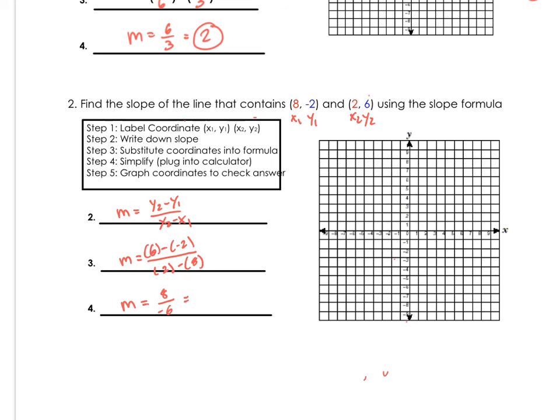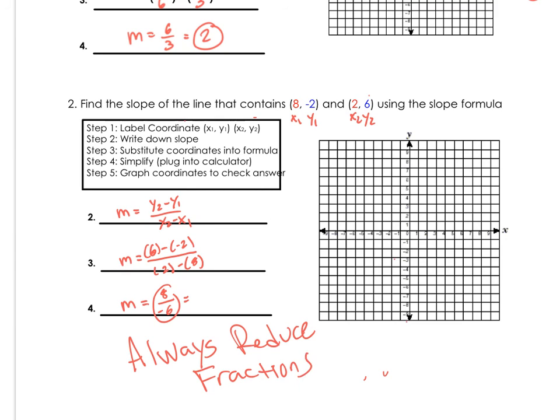Because we're good math students, we always reduce. And I want you to put this nice and big. We always reduce fractions. Always. And what we get here is 8 over -6, which reduces to 4 over -3 for our slope. All right? So our slope is actually -4 over 3. And that's it. So, guys, that's it for this lesson. You should be able to find the slope from a graph and 2 points.